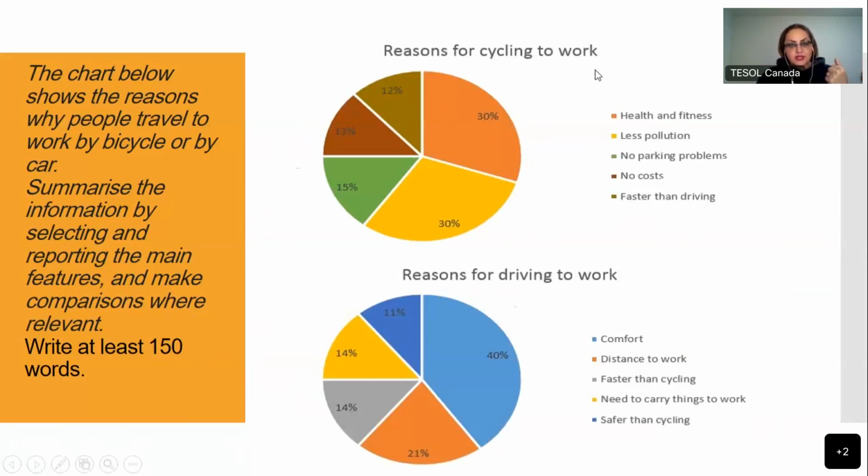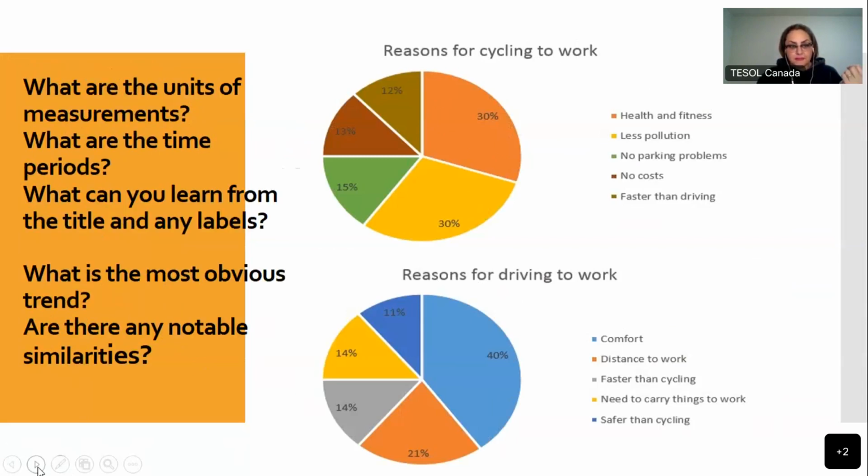So, reasons for cycling to work: 30% is health and fitness, and less pollution, another 30%. Reasons for driving to work: 40% say comfort, and 21% distance to work. So these are the main features highlighted to bring up in the introduction.